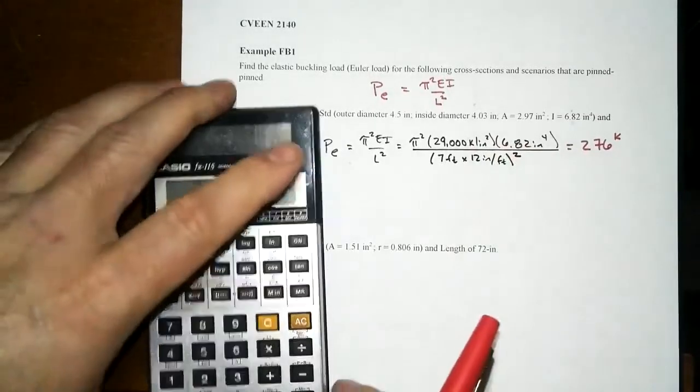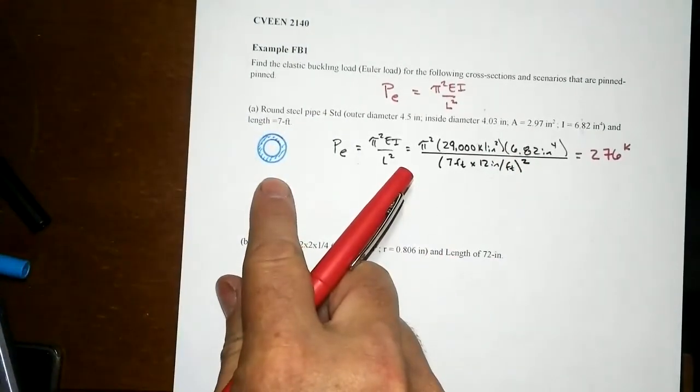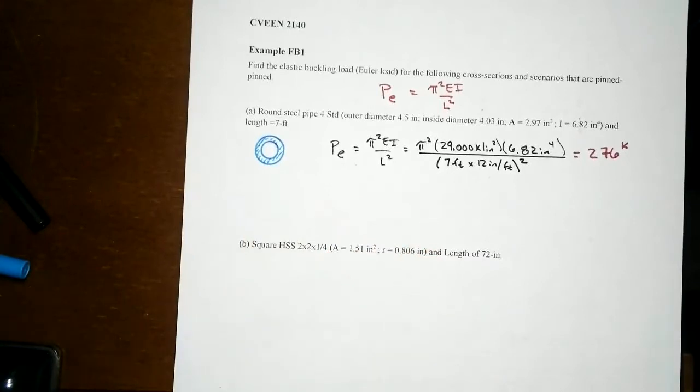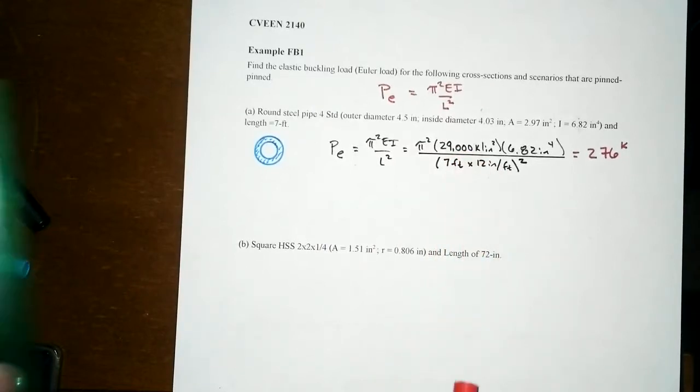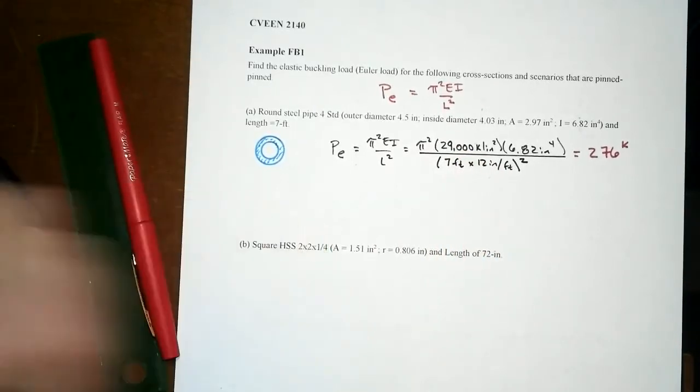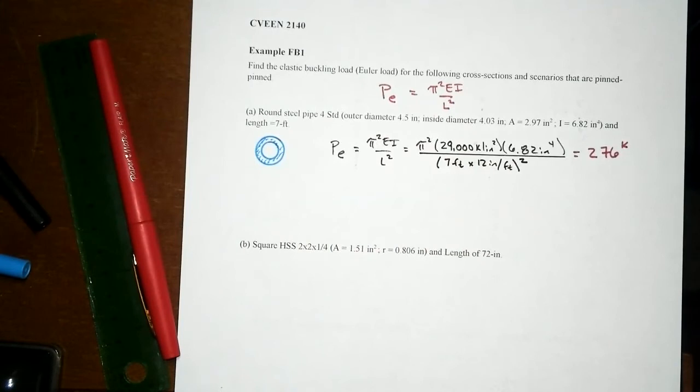276,000 pounds to buckle this 7-foot long pipe. That's something to generally take note of, that this steel is so stiff and it has a significant effect on the capacity, or the buckling load, of the member.